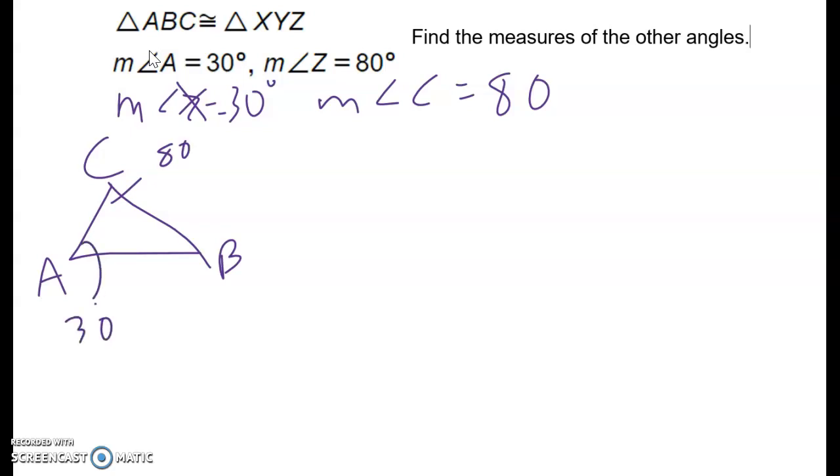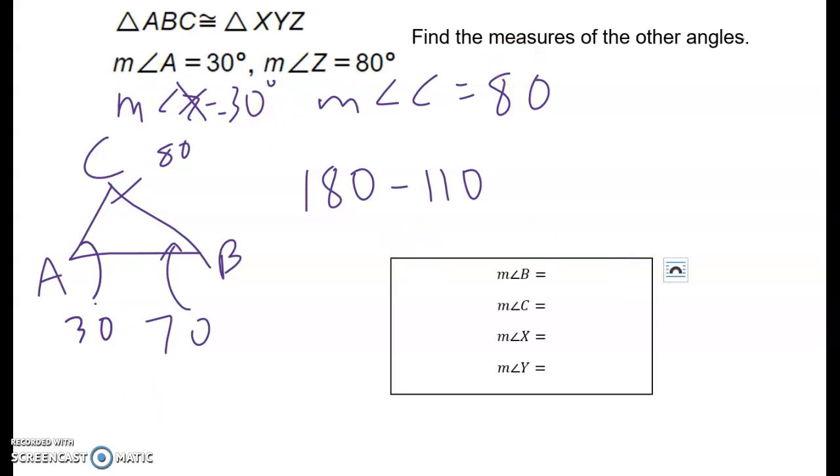So that leaves us with angle B. How do I figure this out? Well, 80 plus 30 is 110. So B would be 180 minus 110. Okay? So angle B here would be 70. So in a nutshell, we know all the angles. It's just a matter of me figuring out what the other angles are.